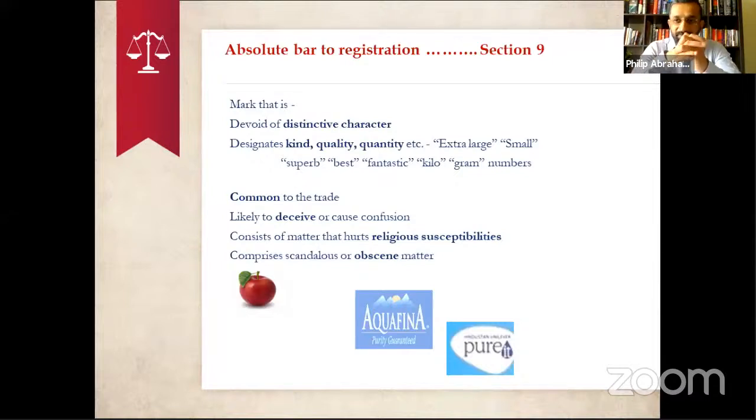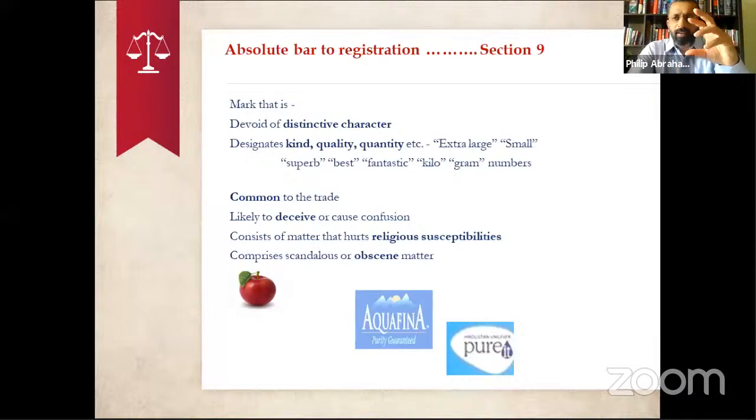So therefore, if somebody were to use, let's say, the device of an apple to sell apples, is it devoid of distinctiveness? The answer is yes, it is devoid of distinctiveness. However, if another person is to use the device of an apple in relation to electronic goods, is it capable of distinguishing? Yes, it is.